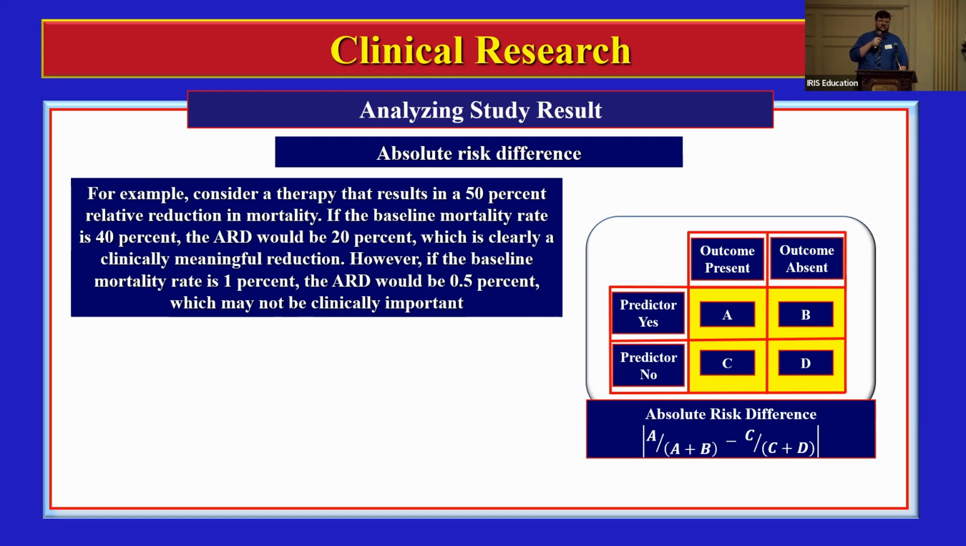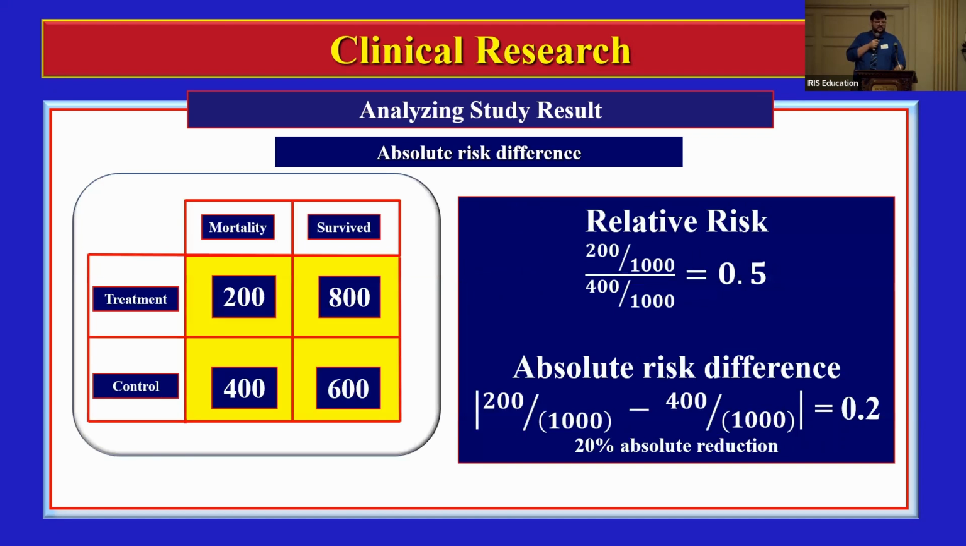But if our baseline mortality was 1%, then the absolute risk difference would be 0.5%, meaning 0.5% of patients survived from this. So that may not be clinically important, or it might be. It depends on your context. Here we have a relative risk of 0.5, and based on the actual percentage of absolute reduction, you can see that we have a 20% reduction, or 0.2.